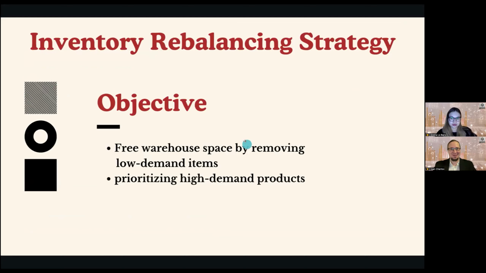Thank you, Emma. Pretty solid results, huh? So let's elaborate on our inventory rebalancing strategy based on the results of our model. It has 2 main objectives: freeing up warehouse space by removing low-demand items and prioritizing high-demand products to ensure better stock availability and efficient resource allocation. This strategy ensures that the warehouse operates efficiently, aligning inventory levels with customer demand to reduce both overstock and shortages.